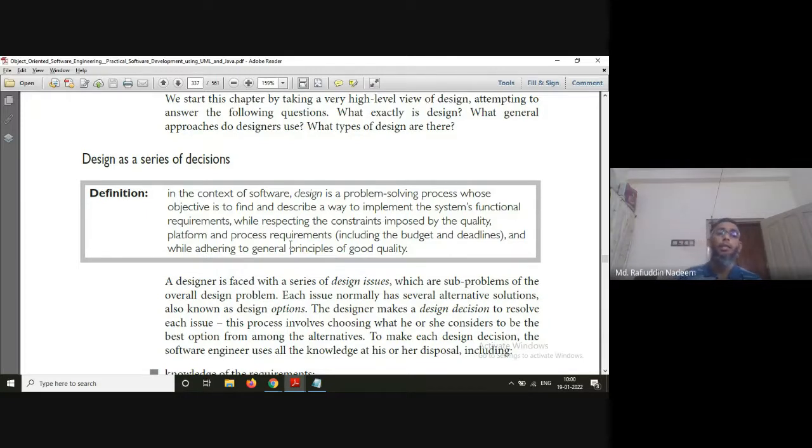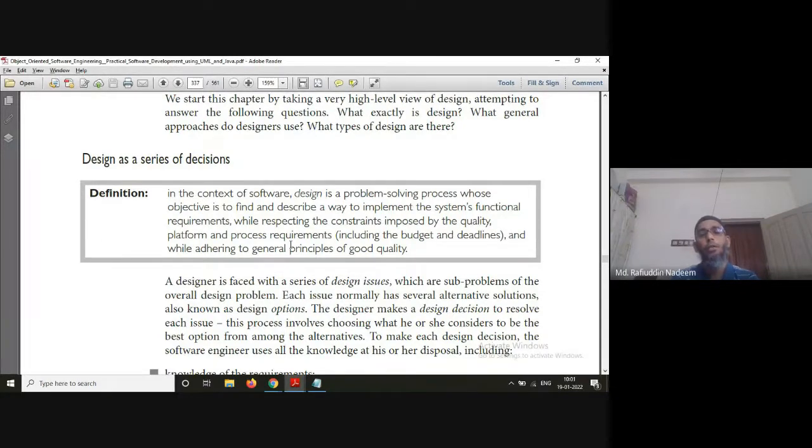So what does it mean here? You need to respect the constraints imposed by the quality. We have discussed the quality requirements also, not just the functional requirements. We need to meet the quality requirements. The same example which I have given in your classes, I'll just repeat. I want to withdraw the amount from the ATM. Very good. But at the same time, what constraint am I imposing there? The quality constraint which I'm imposing: I want the money to be dispensed in less than 20 seconds. So that is a quality which I require.